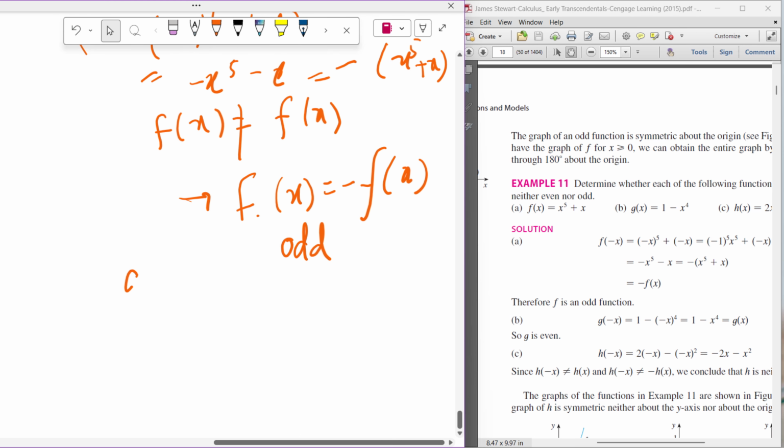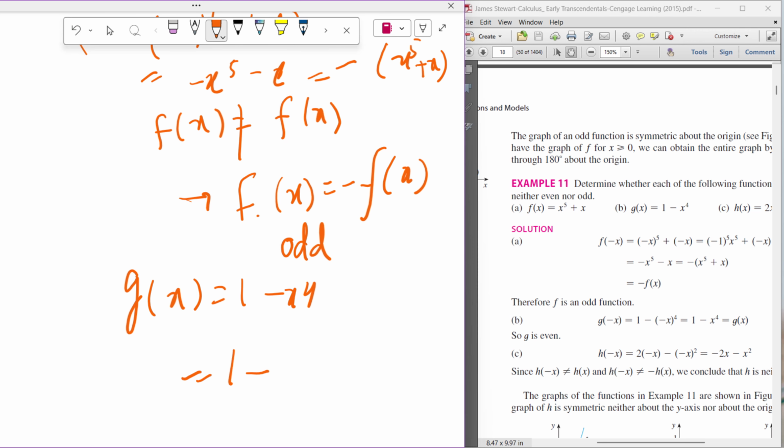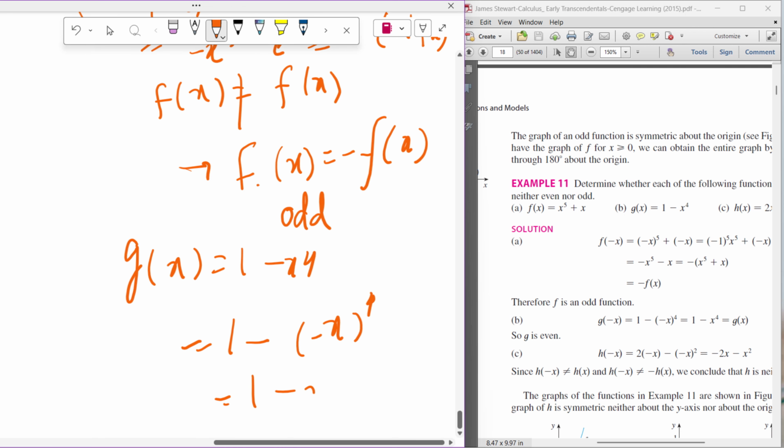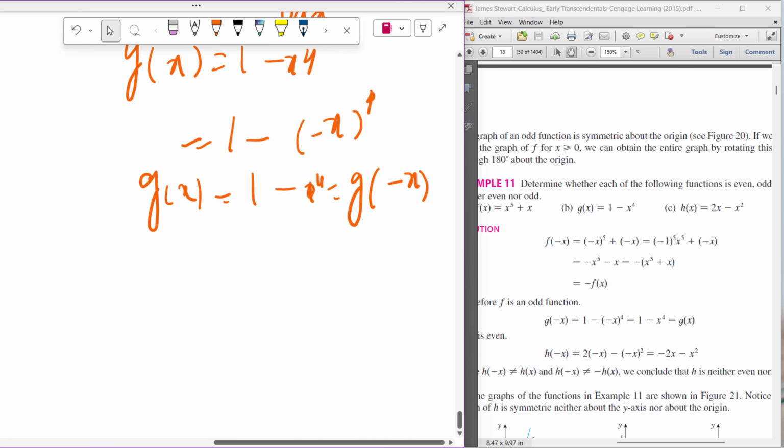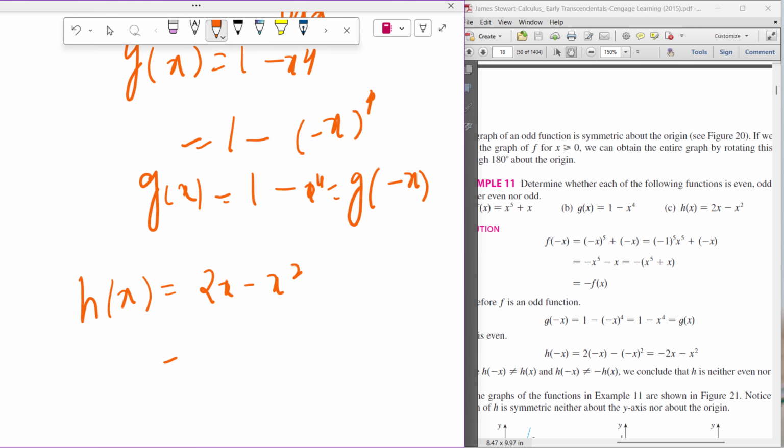Now look at another example, g of x is equal to 1 minus x power 4. To check the symmetry, just replace x with minus x. Again, I will get 1 minus x power 4. So by replacing x, g of x and g of minus x are both equal, so the function is even. Another example, let's see h of x is 2x minus x squared.